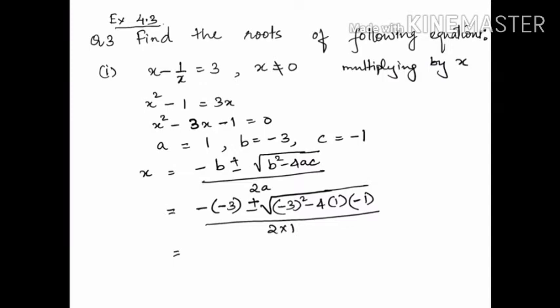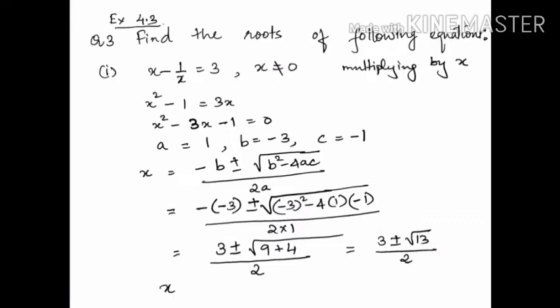Now we will simplify these numbers. So we get plus 3 plus minus root of 9 minus 4 into minus 1 will be plus 4 divided by 2. So this is same as 3 plus minus root 13 upon 2. So the roots of this equation are 3 plus root 13 upon 2, and the other root is 3 minus root 13 upon 2.